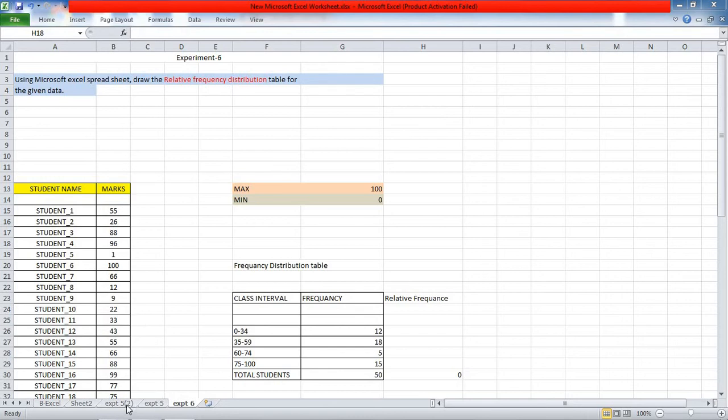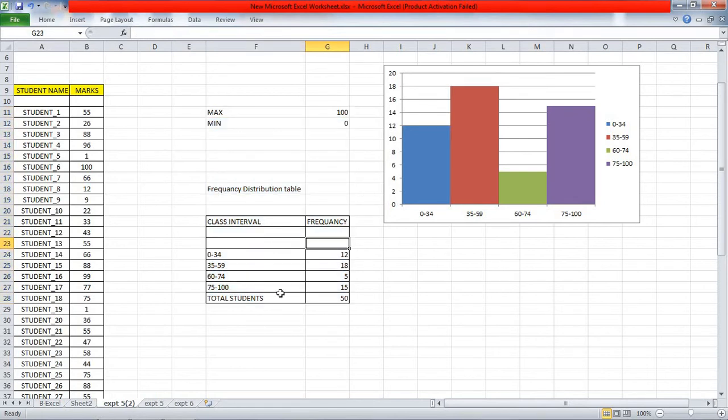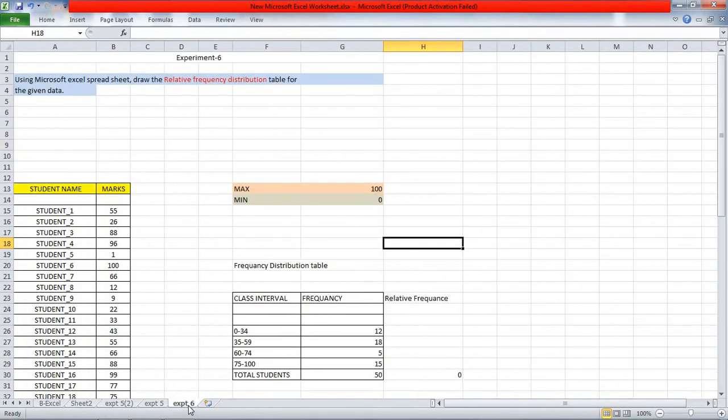So what does experiment number 5 mean? This is how to find the frequency distribution table. In a frequency distribution table we have the class interval and the frequency. This whole table is what we call a frequency distribution table. In this class we are going to study the relative frequency distribution.